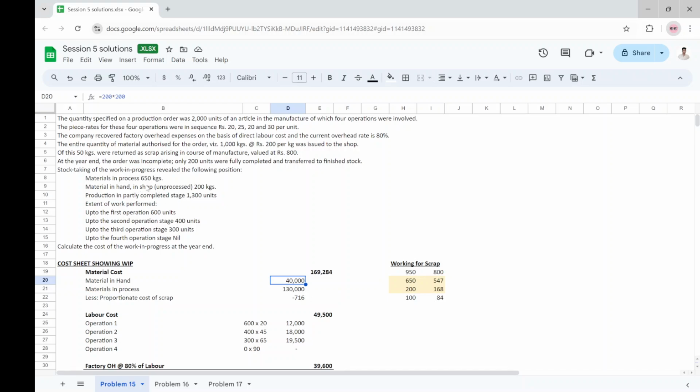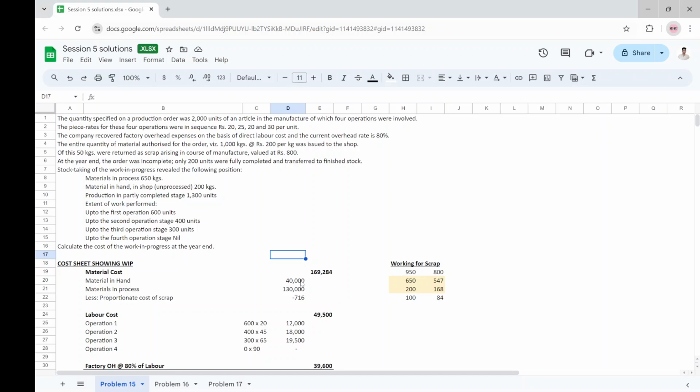Okay, sorry. Material in hand is 200 kgs, which means 40,000 rupees, right? Only 200 is completed. So material in process is 650 kgs at 200 rupees, which is 650 into 200. Now the proportionate cost of scrap. We know that 50 kg from the 1000 kilos is scrap. So from the 950 kilos of non-scrap material, we get a valuation of 800 rupees.